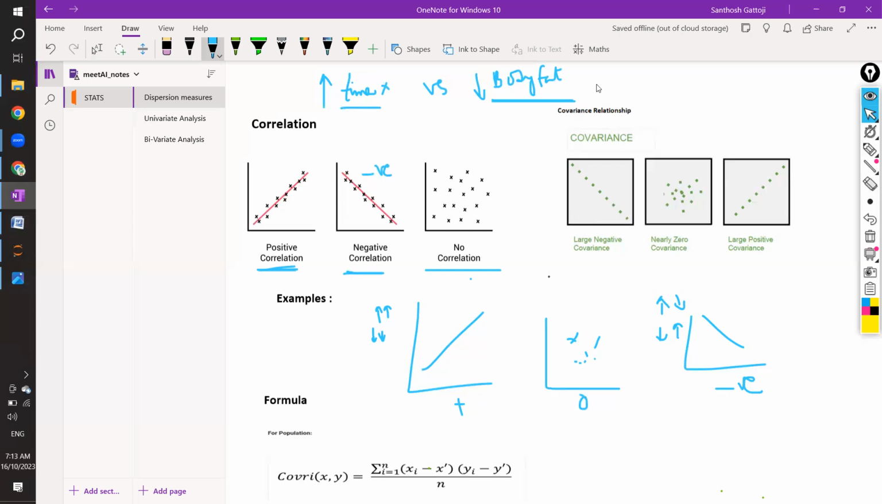Perfect. Now if I ask you, environment temperature versus ice cream sales. Positive. Positive. Agree, everybody?